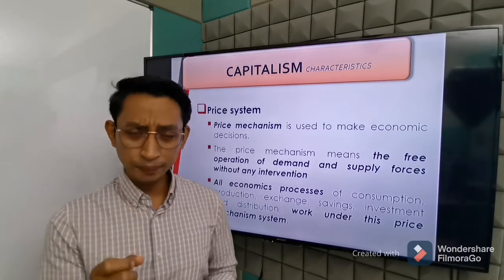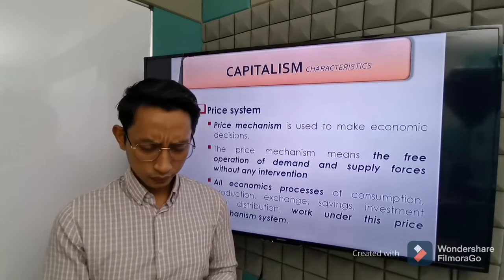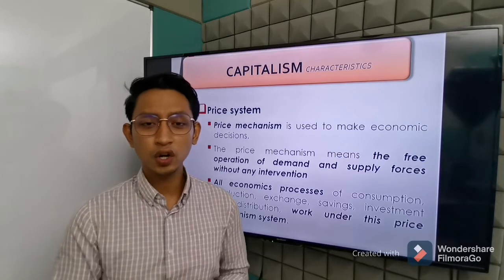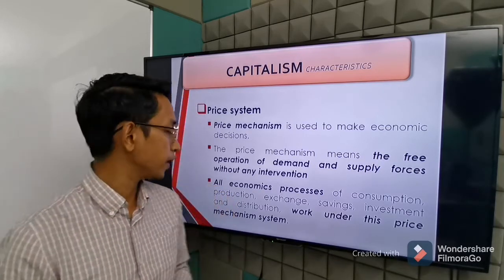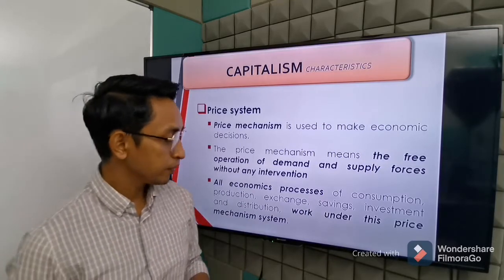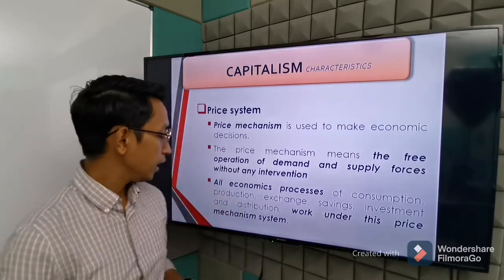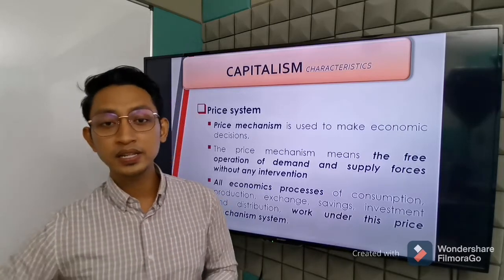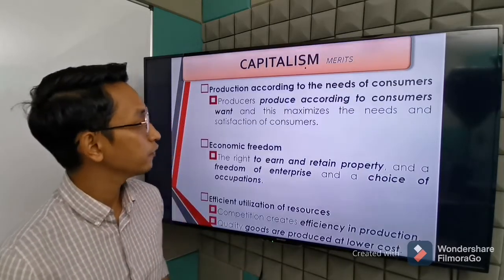So in capitalism, the belief in the price mechanism is that it should be let free. Nobody should interfere with the price mechanism. So all economic processes of consumption, production, exchange, saving, investment and distribution work under this price mechanism system, but I don't want to discuss them any further.